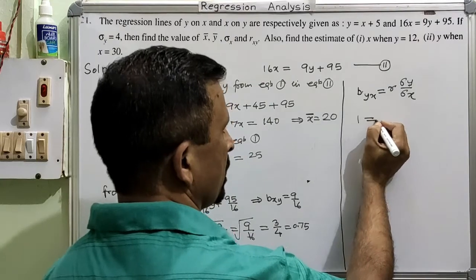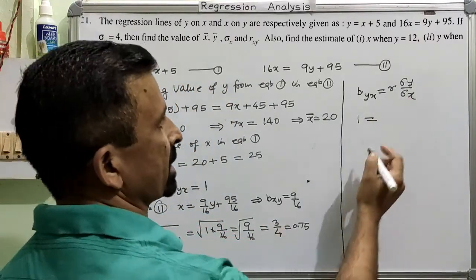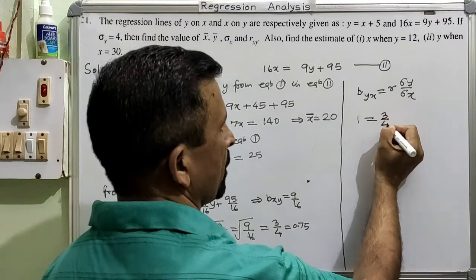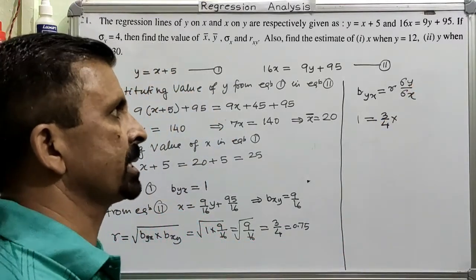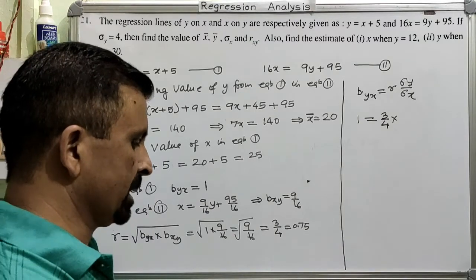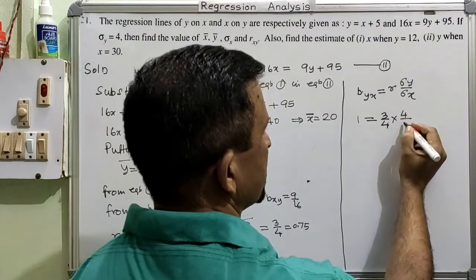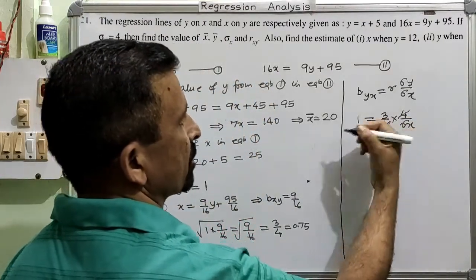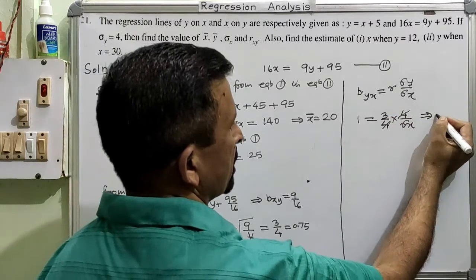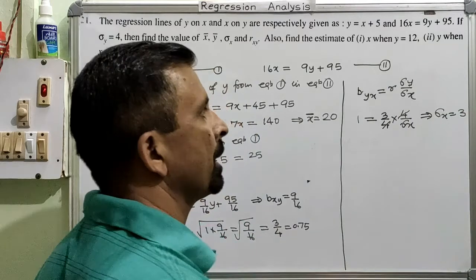So 1 is equal to, our correlation coefficient is 3 over 4. I will take this fractional number, 3 over 4. And then this is the standard deviation of y, which is given as equal to 4. And this is to be calculated, sigma x. This and this cancel. Cross multiply, and you will get your standard deviation of x as equal to 3.